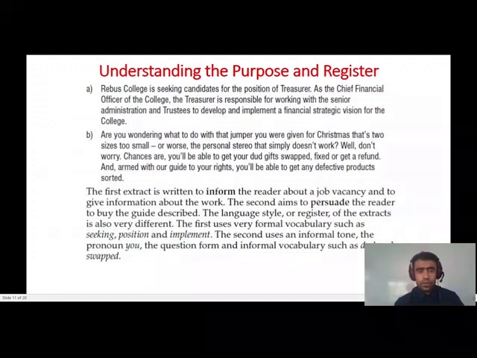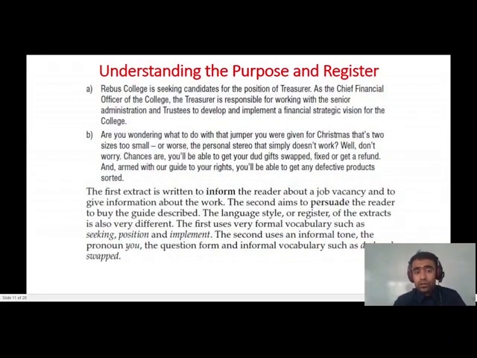So here are two pieces of writing. Let's see what the purpose is. The first one, A, is about Rebus College seeking candidates for the position of treasurer, and so on. And the next one is, are you wondering what to do with that jumper you were given for Christmas? If you carefully analyze and examine these two pieces of writing, you will see that the first one is written to inform someone, to give information. So the purpose is to inform the reader about the job vacancy.